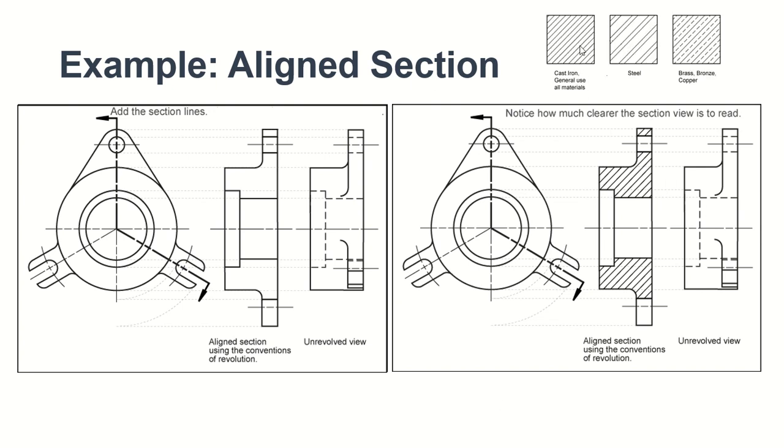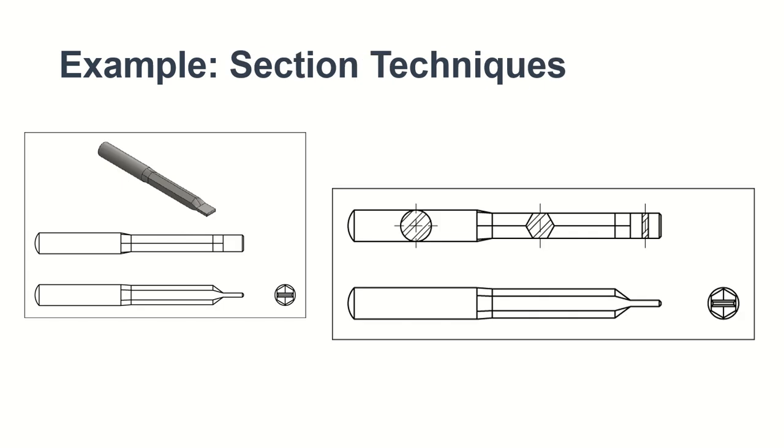If you forget what your cast iron pattern is, it's here, I've been giving you this again and again, the same thing. So you should be able to see how much clearer the section view is now to read. This is the unrevolved view.